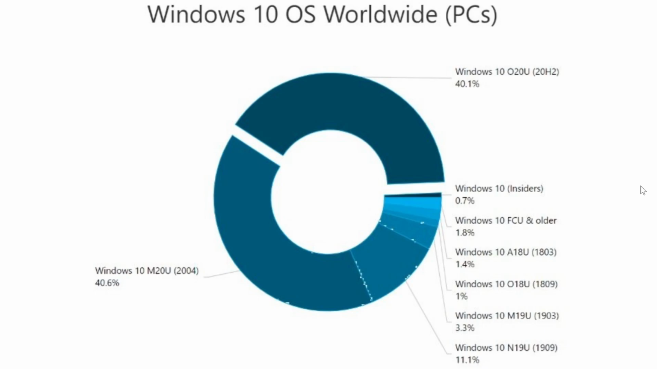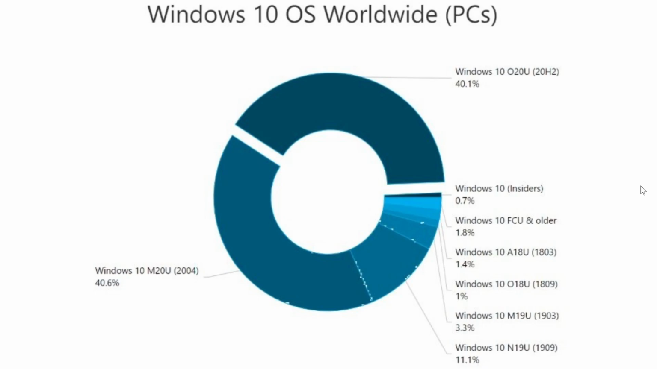10% jump of Windows 10 20H2. That's the October 2020 update. So the latest version of Windows 10 is at pretty much almost equal to version 2004, the May 2020 update. And together they now make 80.7% of all Windows 10 PCs. That means the majority of you out there are in one of the two versions of last year that are very similar in code anyways.